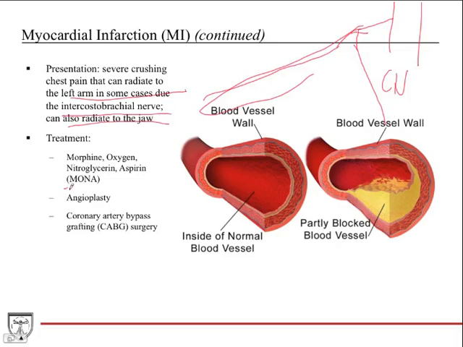The treatment, the acronym's MONA, so morphine for pain control, oxygen, nitroglycerin, like we talked about, to decrease the workload on the heart, and then aspirin to help prevent any clotting. Then, obviously if it's a STEMI, you're going to go right away and do angioplasty. You're eventually going to do angioplasty anyway. And then if it's bad enough, if they're significant, or if the anatomy is difficult for angioplasty, then you do coronary artery bypass grafting, or CABG surgery.